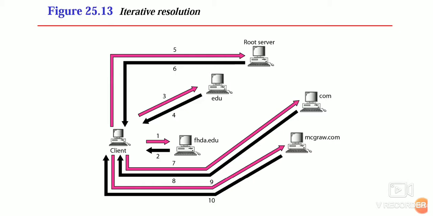Now the client is making a request. You can see the seventh one is the request to the com, the commercial server. Now the commercial server will give the link to reach megra.com. So finally the client can reach megra.com, and finally the client can get back the IP address of megra.com. So this is called iterative resolution. It needs 1, 2, 3, 4, 5, 6, 7, 8, 9, 10 iterations to reach.